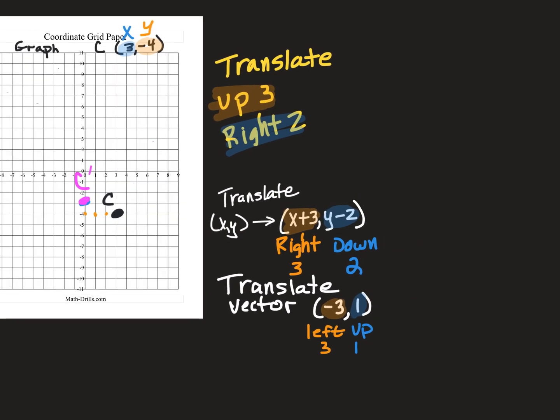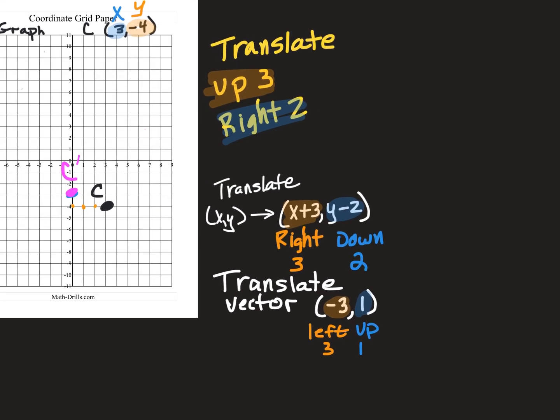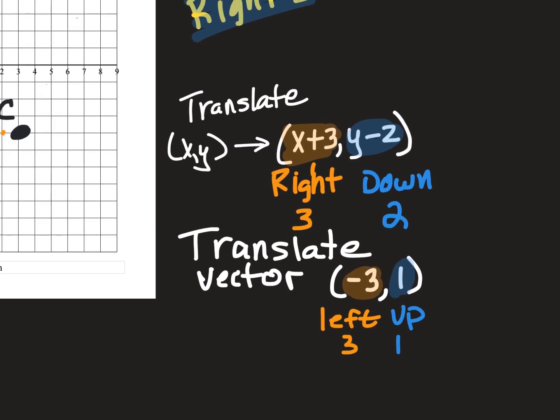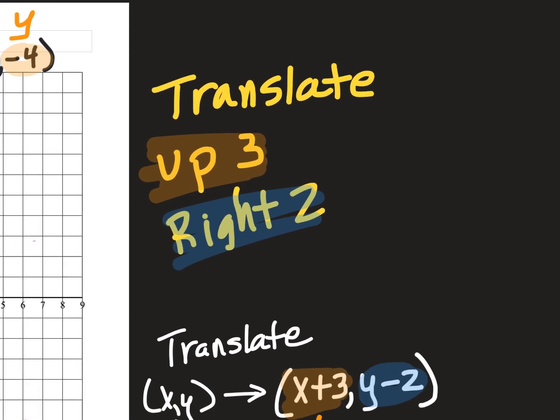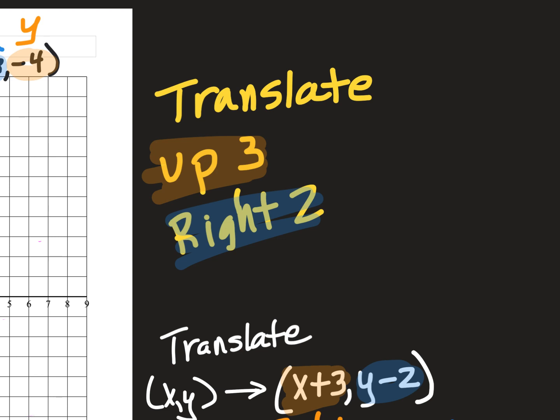So that, friends, are the 3 different ways that you might see us telling you to translate. We might use words. We might use symbols, okay? We might use what's called a rule, or we might use what's called vector notation. Now, the bare minimum, I'm sorry, that's the wrong choice of language. The goal is that you can at least do it with words, okay?